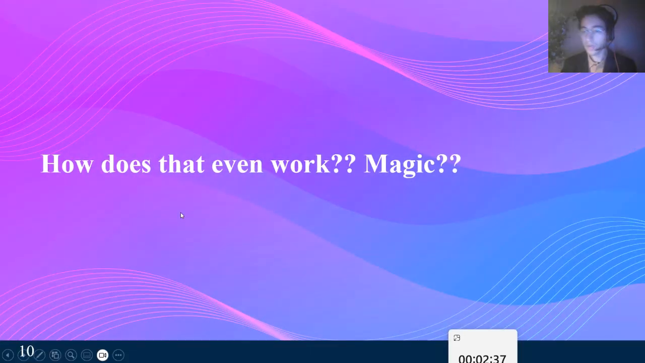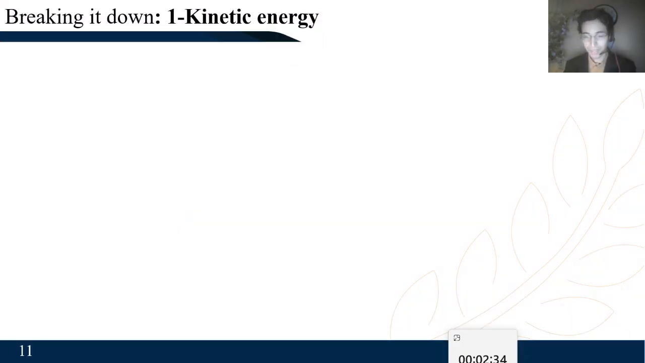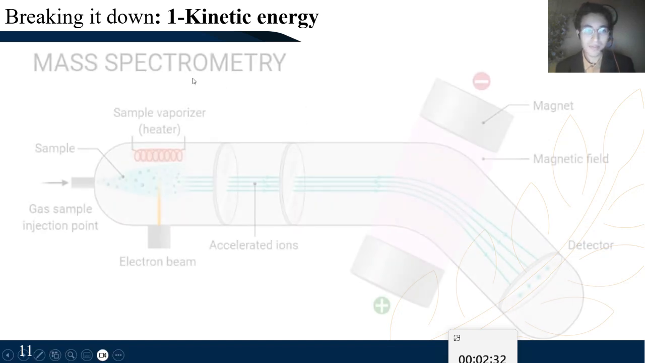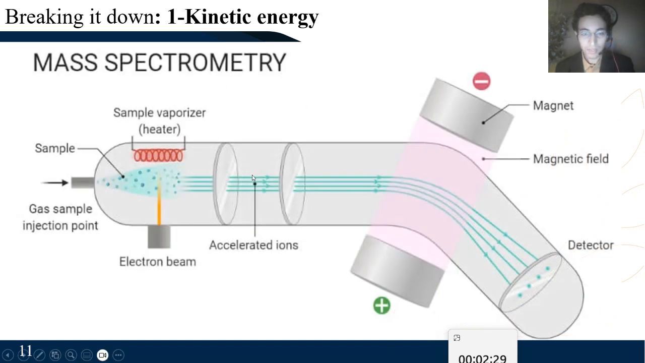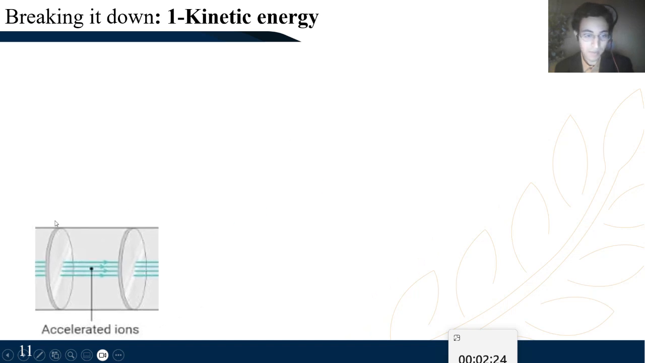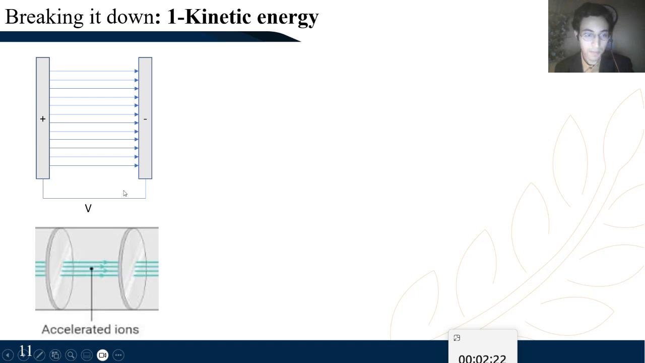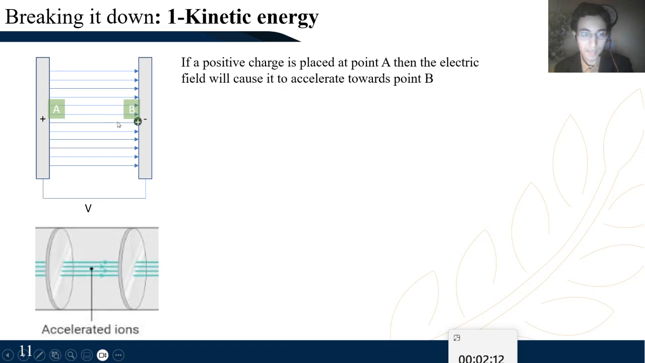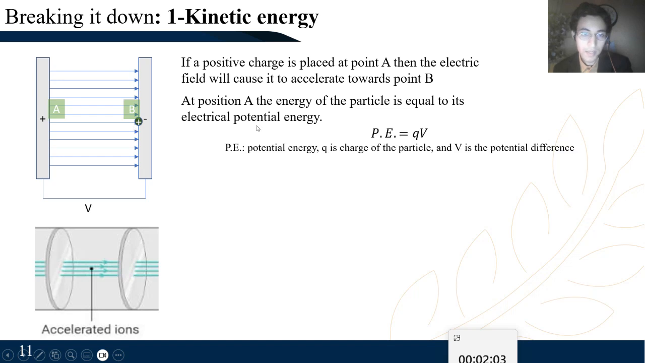Okay, why does it even work? Is it magic? Like how in the world can I do that, right? So let's break down each component of the mass spectrometer here. So we have the kinetic energy here from the acceleration of the ion. These are plates, and you have the ion going through a slit here and accelerated. So it has a potential energy equal to the voltage and the charge. When it travels from A to B, it transfers this potential energy into kinetic energy due to conservation of energy, right?